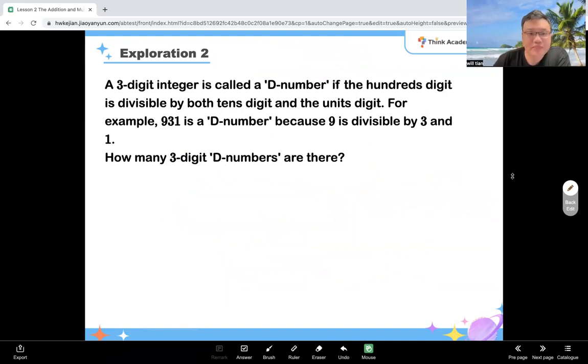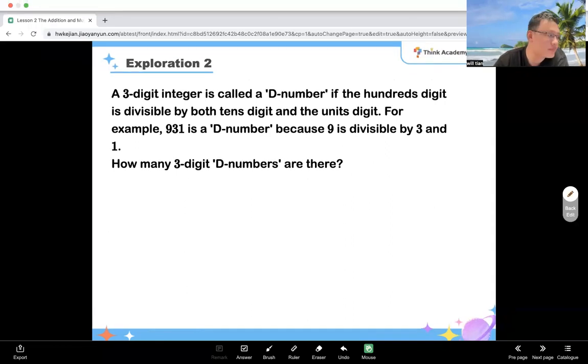Let's see this one. It tells you a 3-digit integer is called a D number if the hundreds digit is divisible by both tens digit and unit digit. For example, 931 is a D number since 9 is divisible by 3 and 1. Question, how many 3-digit D numbers are there? Okay, guys, I'd like to give you 2 minutes. You can have a try firstly.